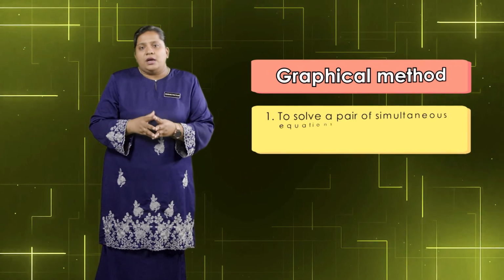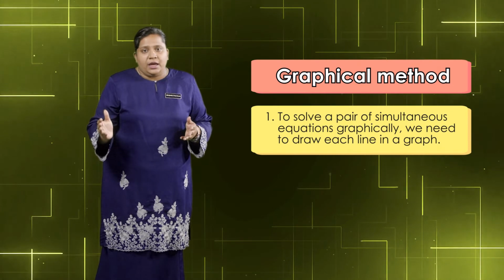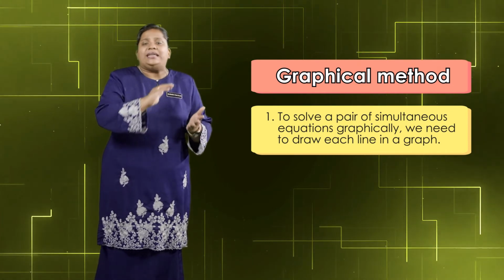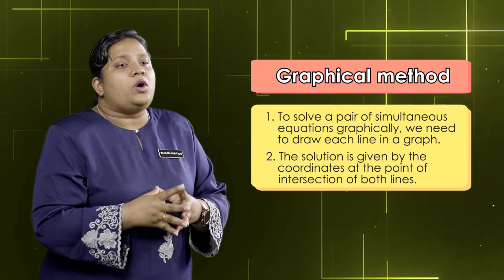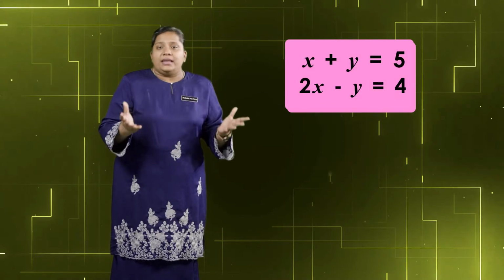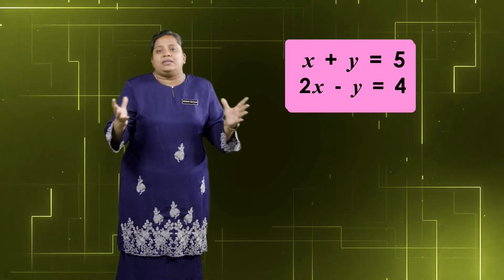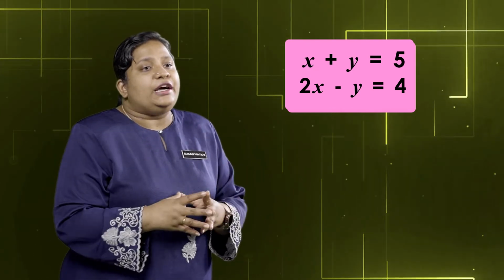Remember, boys and girls, to solve a pair of simultaneous equations graphically, we need to draw each line in a graph, and the solution is given by the coordinates at the point of intersection of both lines. Hence, to solve the equations x plus y equals 5 and 2x minus y equals 4 simultaneously, we can simply draw each line in a graph and find the point of intersection.